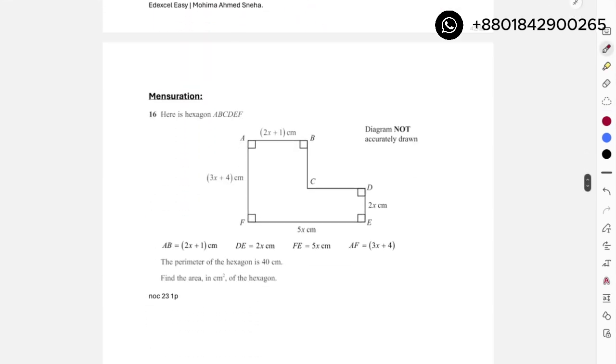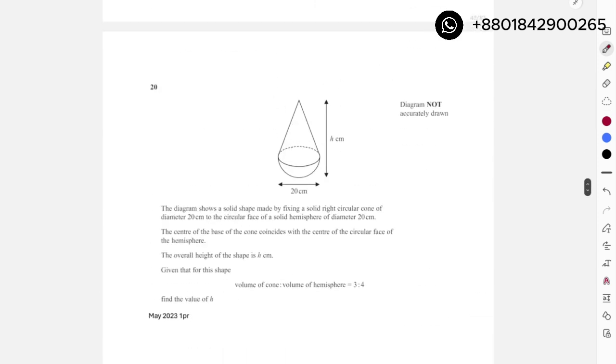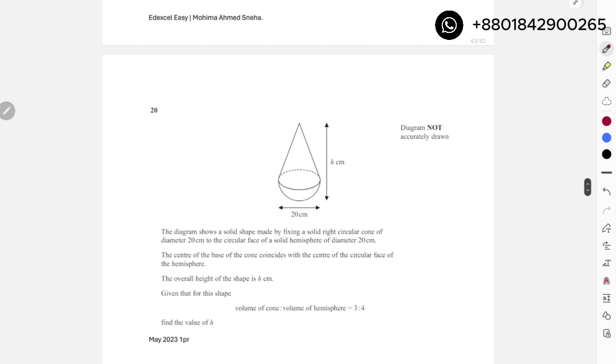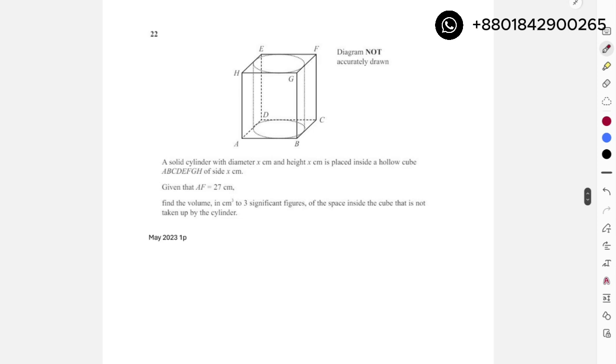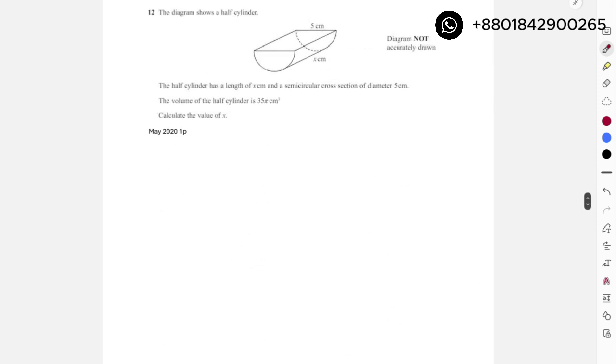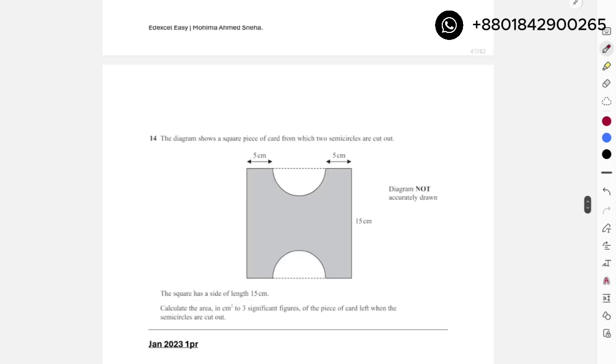Okay, so we are going to start with the next topic, that is mensuration. For mensuration, the concept is quite easy, right? There are a series of formulas that you need to memorize. For this question specifically, you do not need any that fancy formula, but for this one, you have to understand the formula for cone and hemisphere, and this is a sector, this is a cuboid with cylinder, and this is half cylinder with hemisphere.